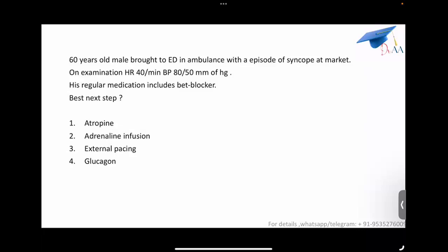We have a 60-year-old male presented to the ED in an ambulance with a syncope. Heart rate is 40, blood pressure is on the lower side. He's on regular medication, beta blockers. What is the next best step? Atropine.